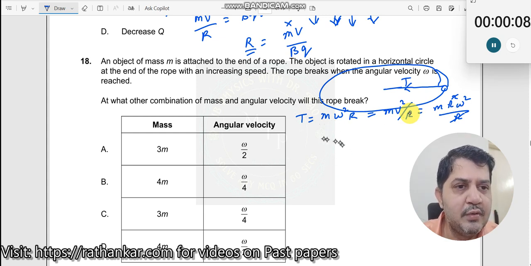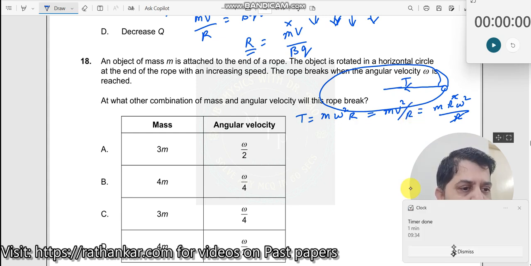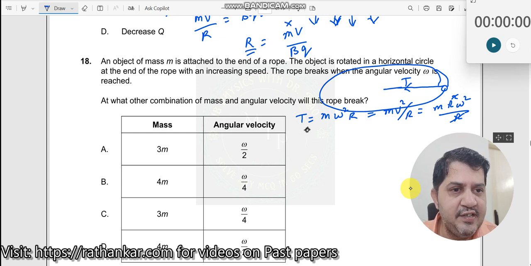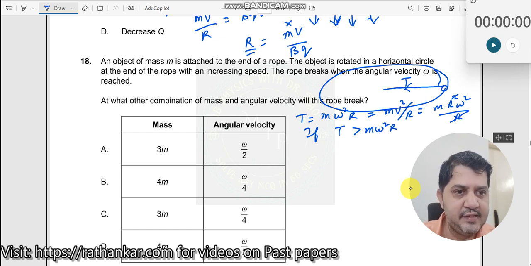Now the rope will break when this condition is satisfied. If the value of T is larger than this value, definitely it will break. If it is lesser than it, it will not break. So the condition is: if T is greater than m omega square r, it will break. Now let us see for each of these options whether this condition is achieved.